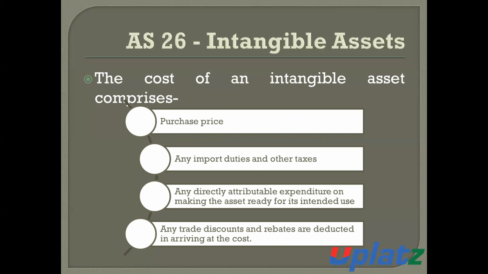from the cost of the intangible asset. That is, the cost of an intangible asset includes the purchase price, duty and taxes, and other expenditure directly related to making the asset ready for its intended use, and it excludes the amount of trade discount and rebate which are allowable on such intangible assets.